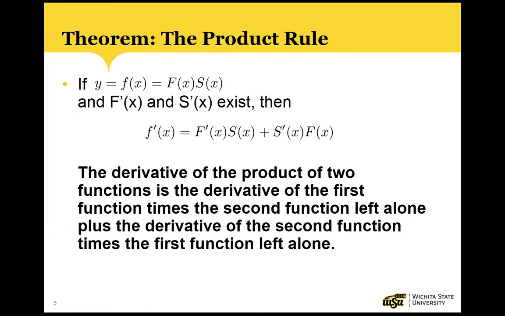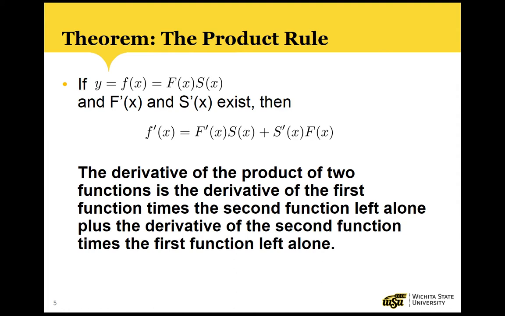And it turns out that that something more is what we call the product rule. If y equals f of x is a first function times a second function, and the derivative of the first function and the derivative of the second function exist, we say that the derivative of the product is equal to the derivative of the first function times the second function left alone plus the derivative of the second function times the first function left alone.